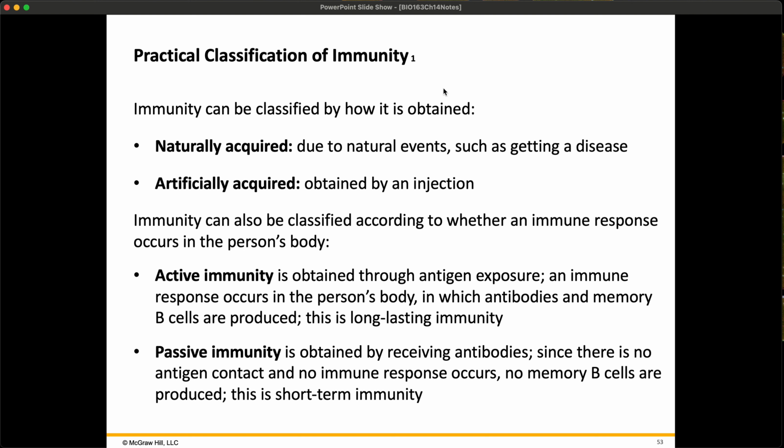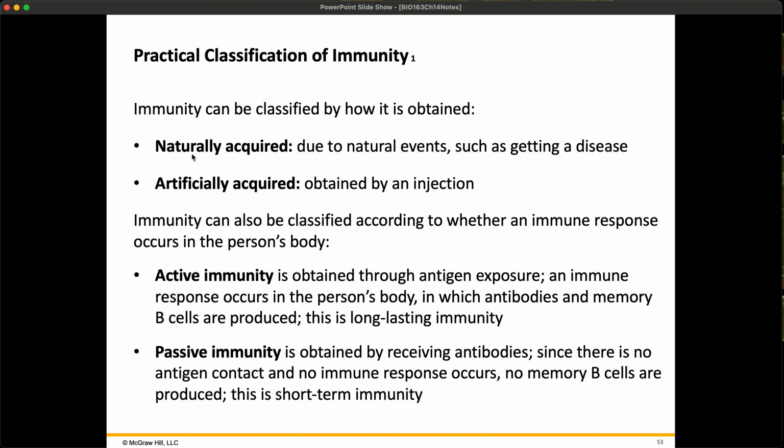So now let's look at the different types of immunity. We had our immune responses. We talked about adaptive versus innate, but this is specifically referring to our body's immune reactions. So immunity can be classified by how it's obtained: naturally acquired or artificially acquired.